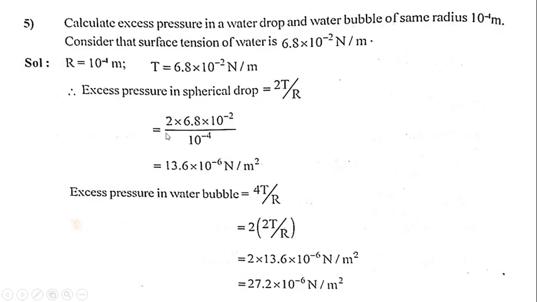So excess pressure in a spherical drop equal to 2 into 6.8 into 10 raised to minus 2 upon 10 raised to minus 4, and therefore excess pressure in a spherical drop is equal to 13.6 into 10 raised to minus 6 Newton per meter square, and also excess pressure in a water bubble equal to 4T upon R, and that is equal to 2 into 2T upon R, and therefore excess pressure in a water bubble is equal to 2 into 13.6 into 10 raised to minus 6 Newton per meter square, and after multiplication we get excess pressure in a water bubble equal to 27.2 into 10 raised to minus 6 Newton per meter square.